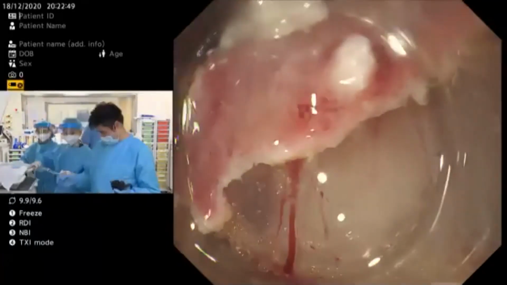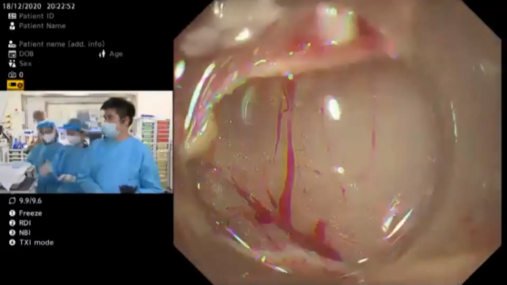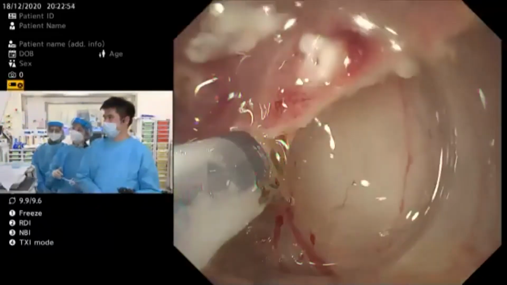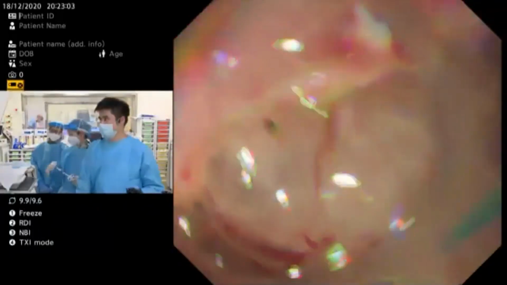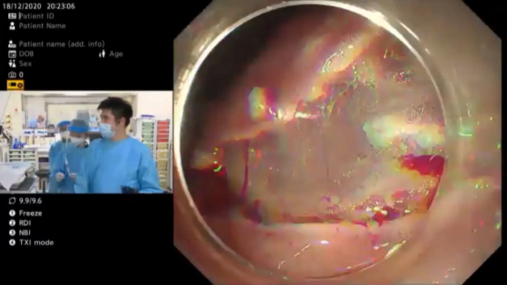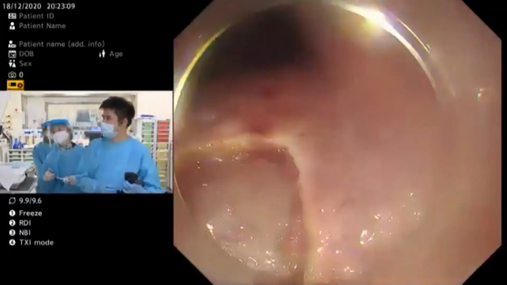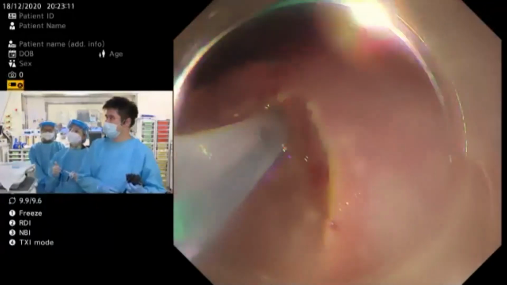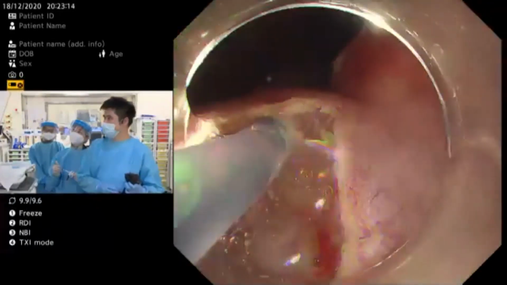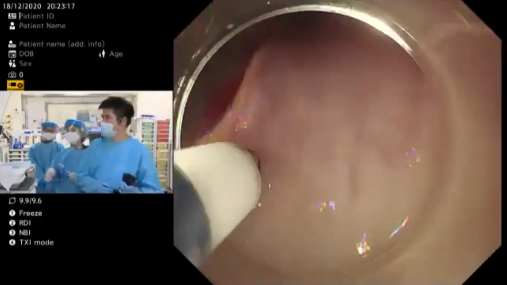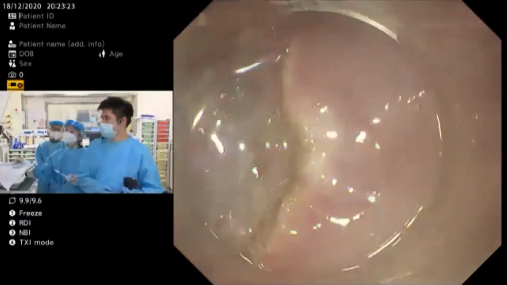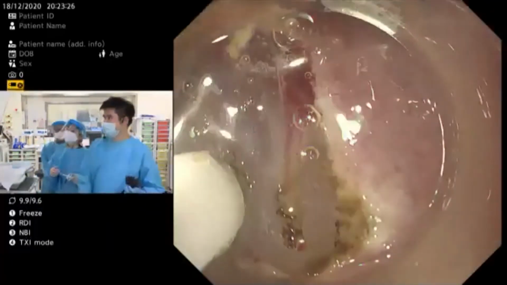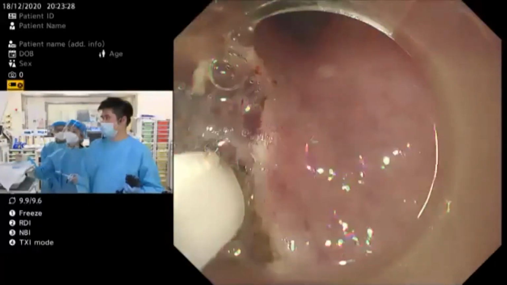Injector. The flush knife actually has a flushing function, so you can flush to achieve a better elevation. Here as well. Okay, there's some bleeding here. I'll stop it now. Okay, it stopped. Then another blood vessel here. I'll slowly coagulate.